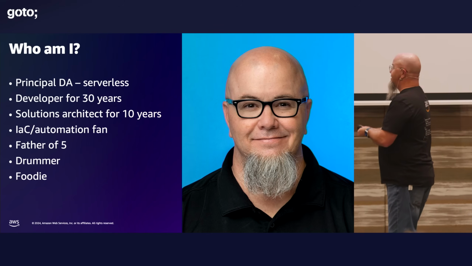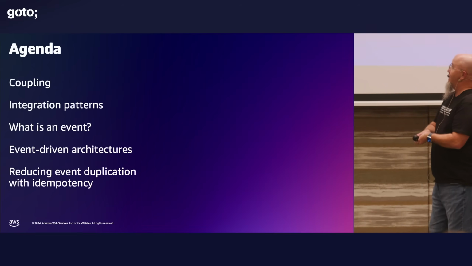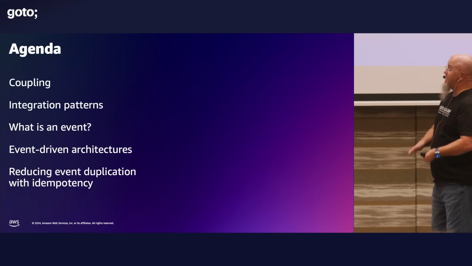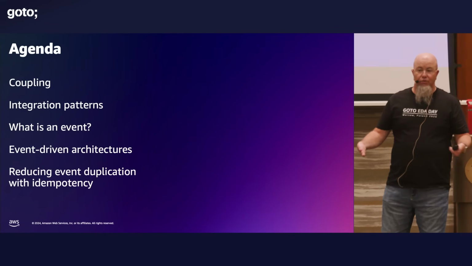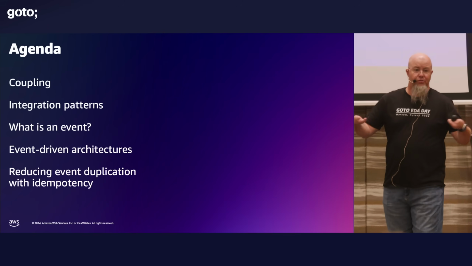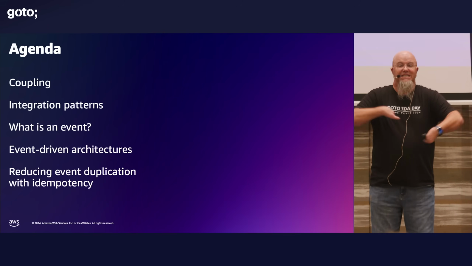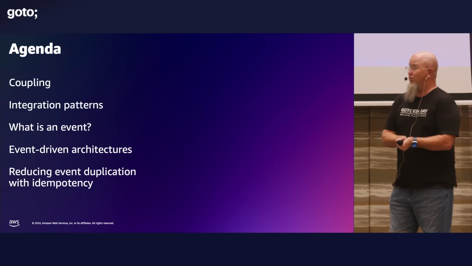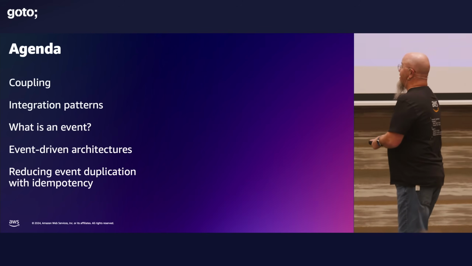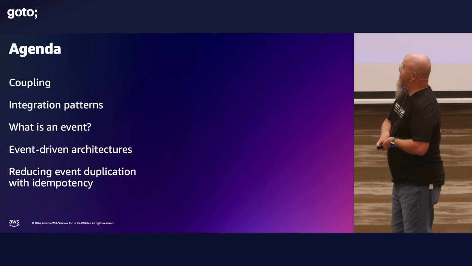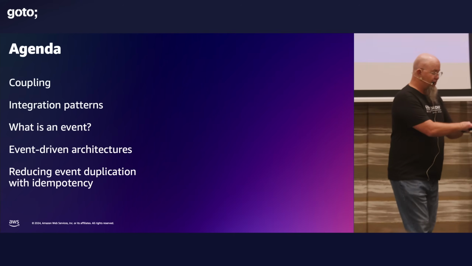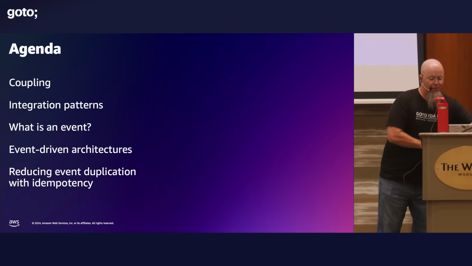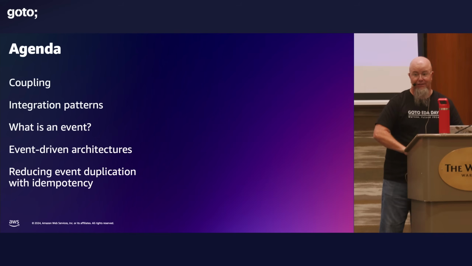All right, so let's get it working. Our agenda today is we're going to talk about a couple of things with EDA. First, we're going to talk about coupling. When we talk about event-driven architecture and distributed applications, the idea is we want to decouple. So we're going to talk about what coupling is and what that looks like. Then integration patterns, what an event is, event-driven architectures, and finally reducing event duplication with idempotency. And that one right there is a fun statement.